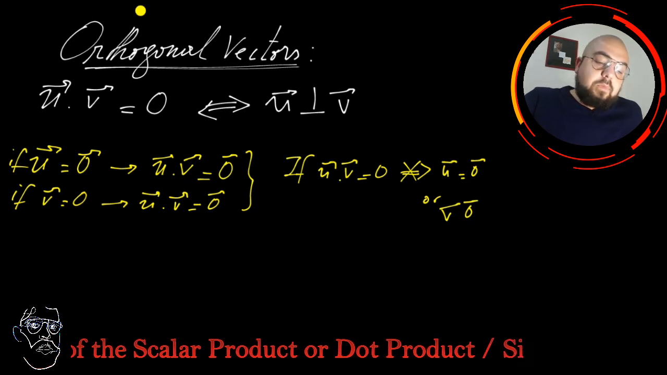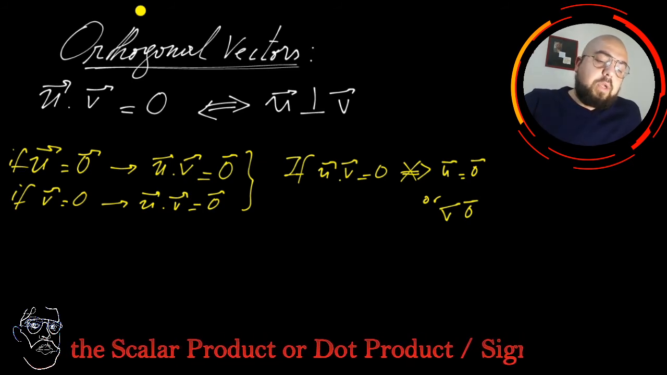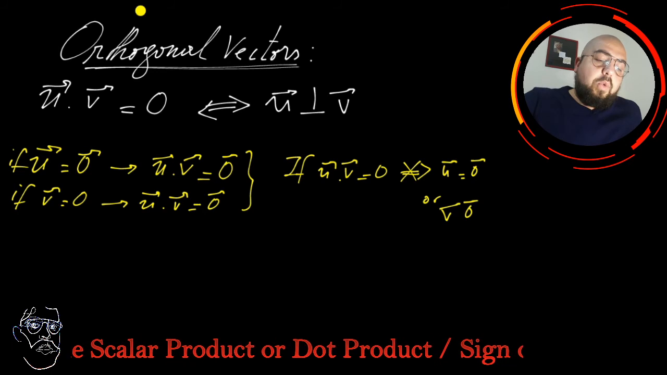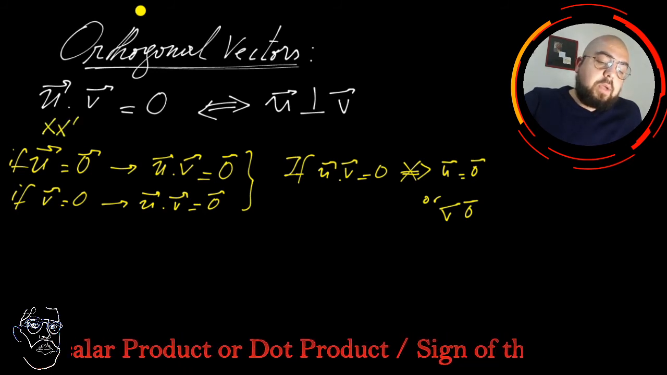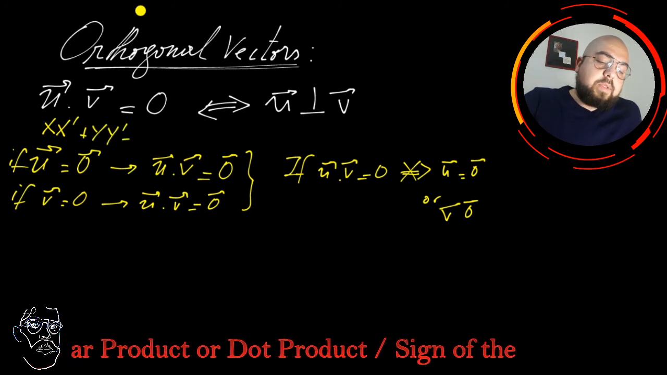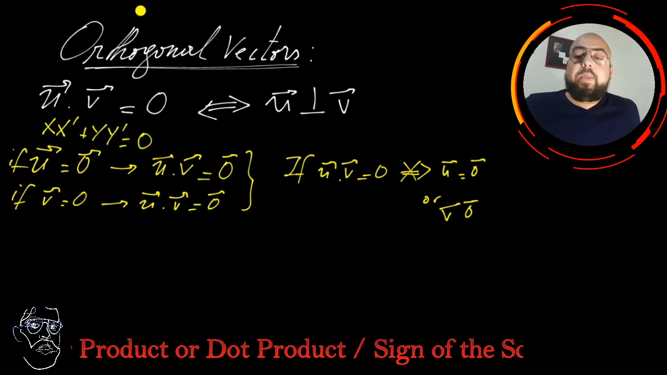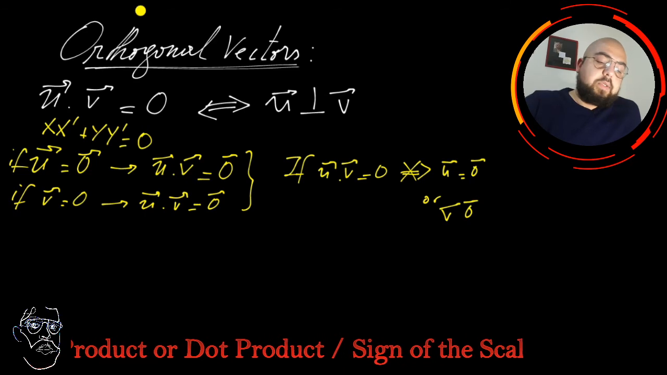Similarly, you can use the formula of u scalar v. Whenever you are using the analytical form, you can find out that x x prime plus y y prime is equal to 0. Again, it means that these two vectors are orthogonal.